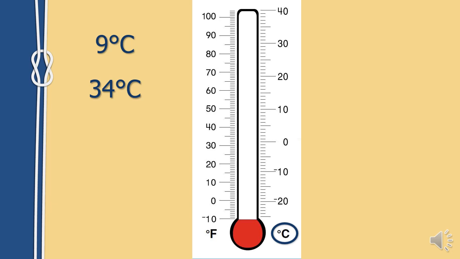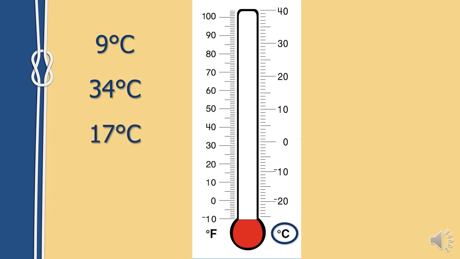How about 34 degrees Celsius? Well, you can go all the way up to the 30 mark. And if each one of those little marks is worth 1 degree of temperature, we can just count: 30, 31, 32, 33, 34 would be the little mark right below the halfway point at 35 degrees. So 34 would be 1 mark below the 35 degree mark.